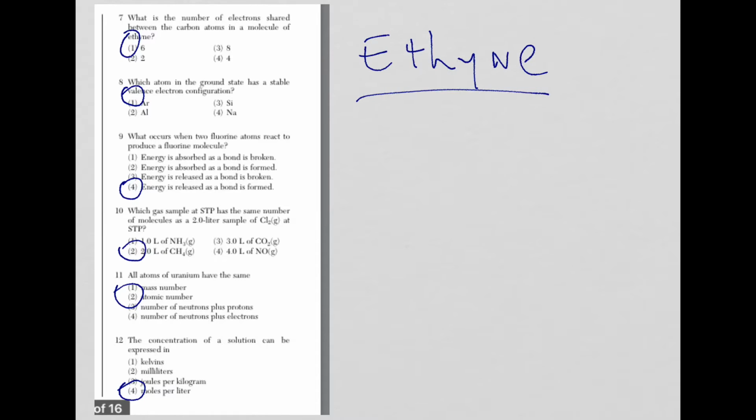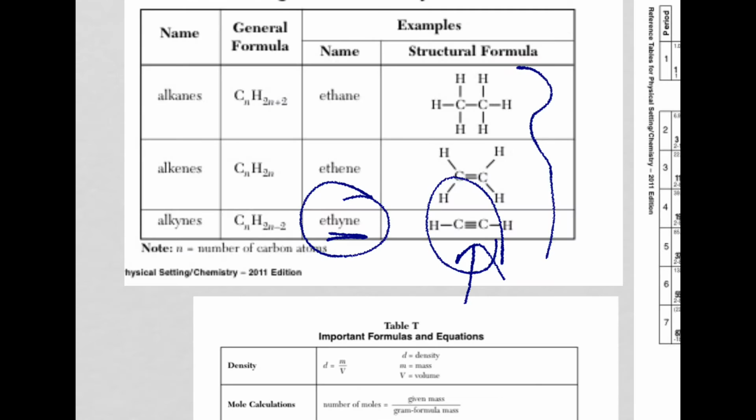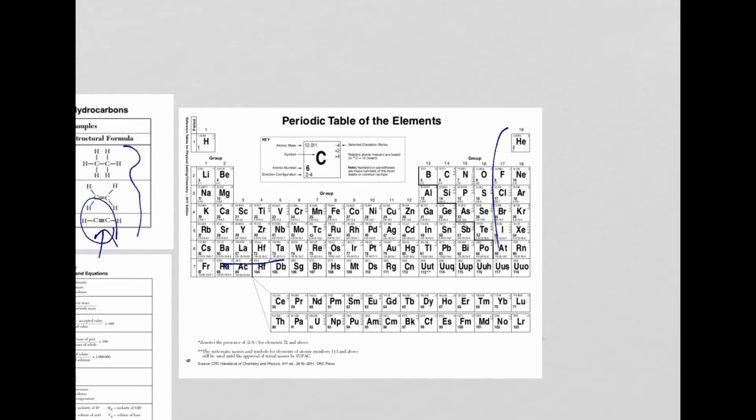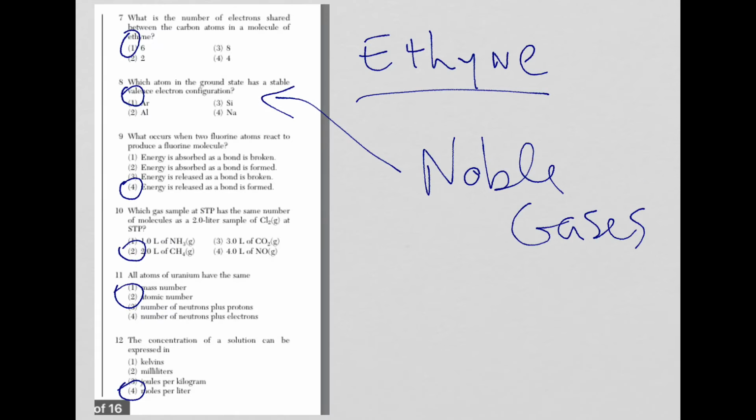Number 8, ground state that has a stable valence electron configuration. Your stable valence electron configurations are for what's known as your noble gases. Of course, your noble gases are group 18 on the periodic table, which includes helium. Helium has 2 outermost or valence electrons. It actually only has 2. All the other noble gases have 8 valence electrons. 8 valence electrons is what makes any atom or ion stable. In other words, we're looking for the noble gas, which is choice 1.